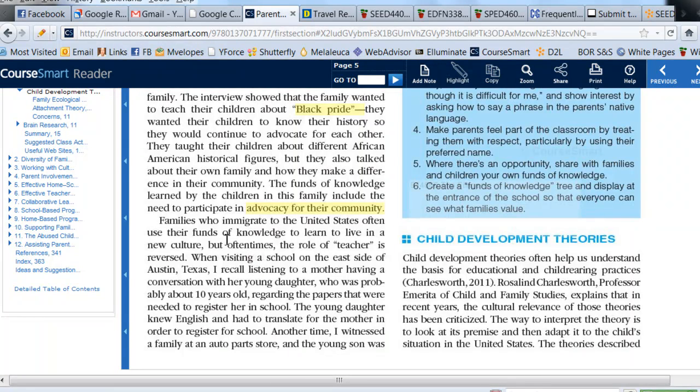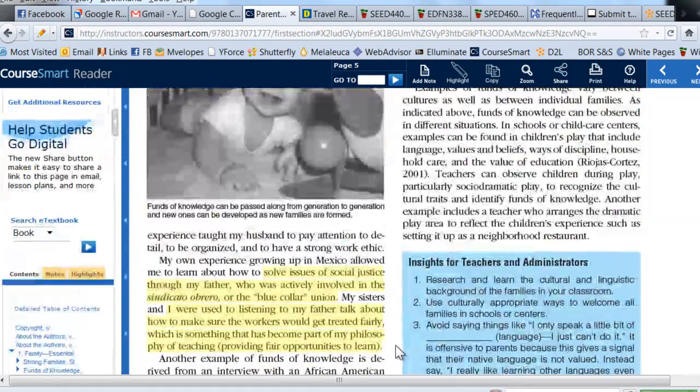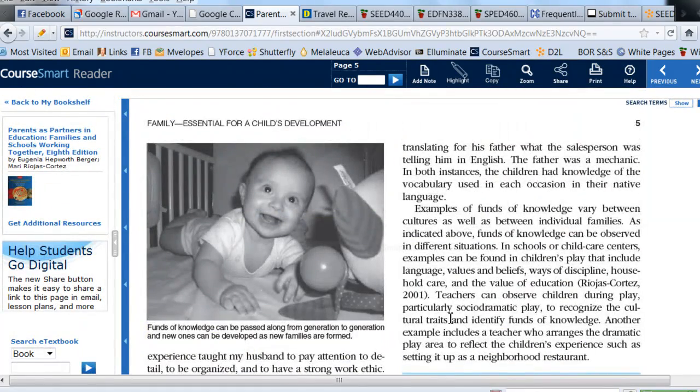Families who immigrate to the United States often use their funds of knowledge to learn to live in a new culture, but oftentimes the role of teacher is reversed. When visiting a school on the east side of Austin, Texas, I recall listening to a mother having a conversation with a young daughter, who was probably 10 years old, regarding the papers that were needed for her to register for school. The young daughter knew English and had to translate for the mother in order to register for the school. Another time I witnessed a family in an auto parts store where the young son was translating for the father. Father's a mechanic in both instances.